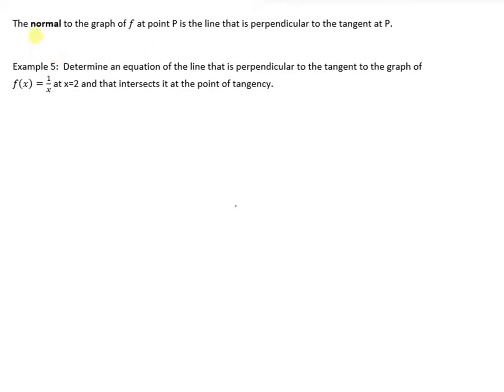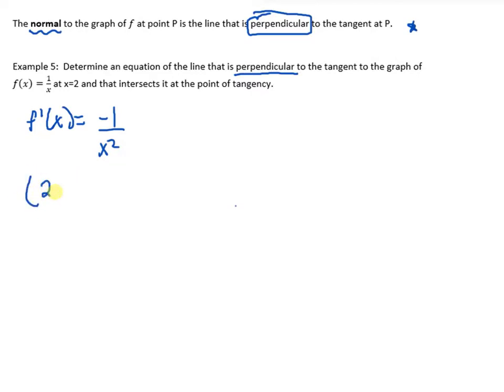Just to note, something called the normal to the graph of f at point P is the line that's perpendicular to the tangent at P. We're definitely going to come back to that once we do vectors. So example 5: determine an equation of the line that is perpendicular, like the normal, to the tangent to the graph of f(x) = 1 over x at x equals 2, and that intersects it at the point of tangency. From the previous slide, we know that f prime at x is negative 1 over x squared. We also subbed in the 2 and got the point (2, 1/2).